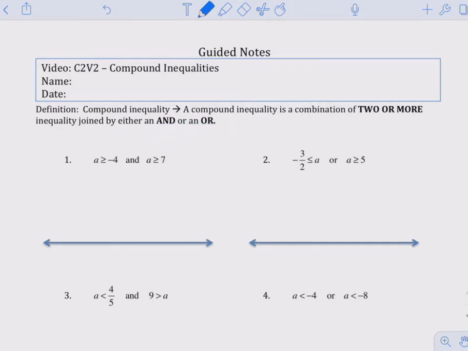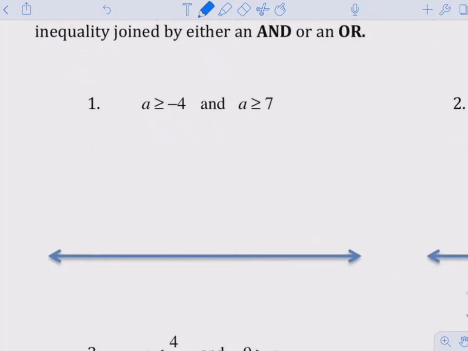And the strategies we use to solve these compound inequalities are going to be very similar, but they're going to interact with one another, either by being joined by an "and" or an "or," and we're going to discuss how that works right now. So let's take a look at our very first example, where we have a is greater than or equal to -4, and a is greater than or equal to 7. And here's what the strategy is going to be every time. Let's start by graphing each of these individual inequalities first, and then we'll explore how they interact with one another.